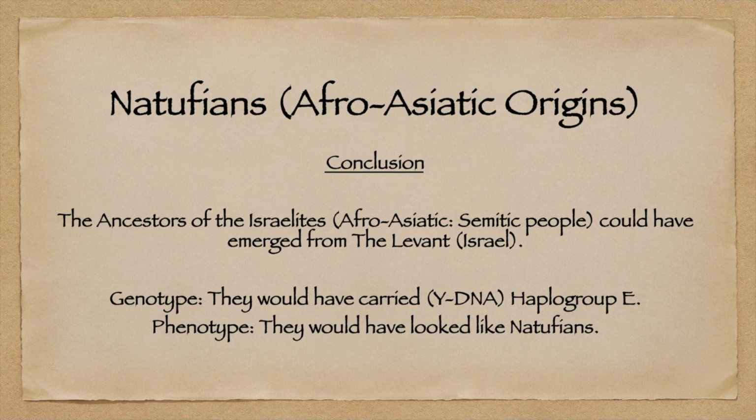So, conclusion. The ancestors of the Israelites, Afro-Asiatic Semitic people, could have emerged from the Levant, specifically Neolithic Levantines or Natufians. The genotype, therefore, would be Y-DNA haplogroup E, and their phenotype would be Natufian.